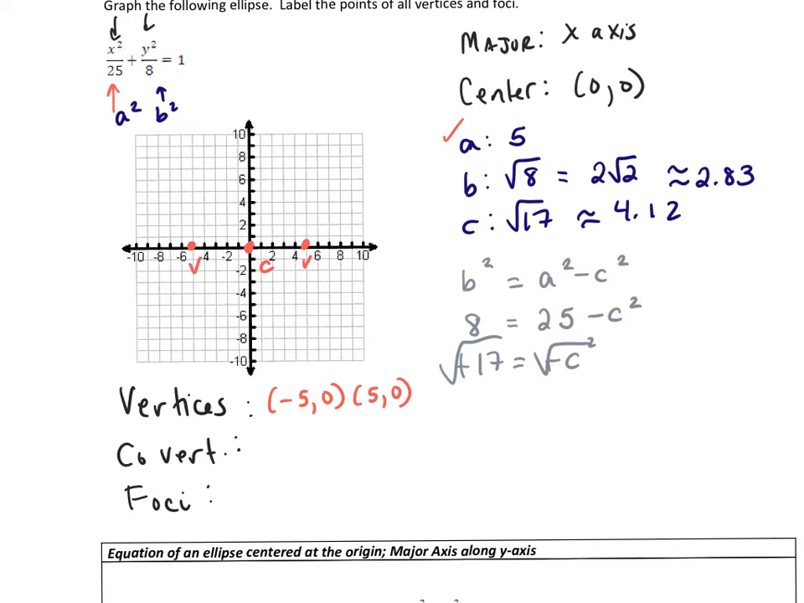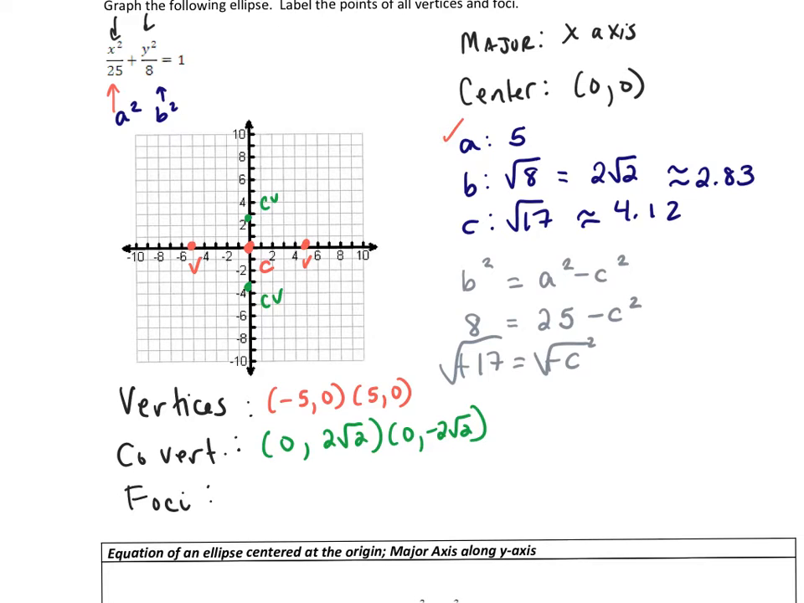Now B is my co-vertices. So that's going to be up and down about 2.83 on the minor axis. So that's about like here and about like here. Those are my co-vertices. So the co-vertices, it's up and down 2 square root of 2, so that's going to be 0, 2 square root of 2, and 0, negative 2 square root of 2.